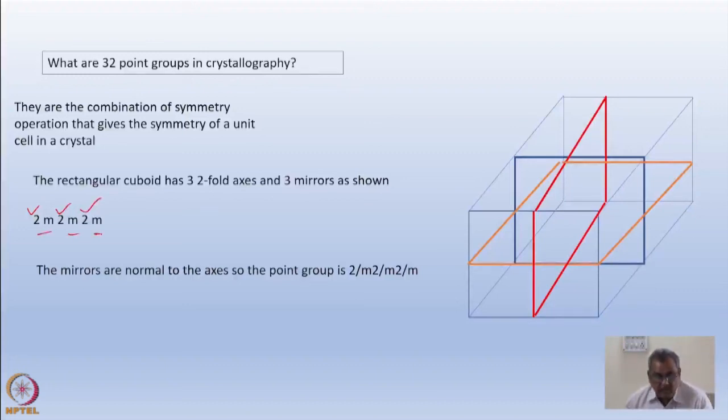And the mirror planes are normal. So this is the international convention, and if you are planning to do structural analysis using Rietveld fitting, you should know that. So for this it is 2/m, 2/m, 2/m. Also you can see that a combination of any two of the symmetry operations here will give back one more symmetry operation. So 2/m, 2/m, 2/m is the international convention to present it. There are several conventions. One of them is this.